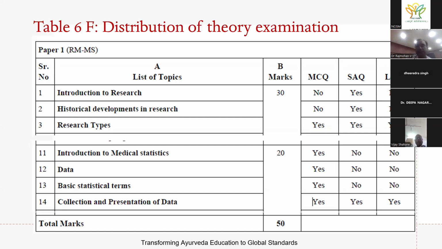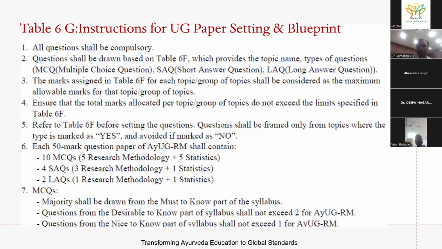Again, the instruction for UG paper setting and blueprint is very clearly written here. This is common for all the topics and subjects. So you can have 10 MCQs, 5 from research methodology plus 5 from statistics. There are 4 SAQs, 3 from research methodology and 1 from statistics. There are 2 LAQs, 1 from research methodology and 1 from statistics.